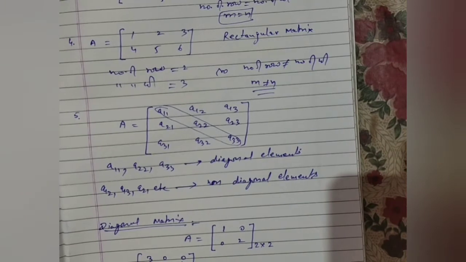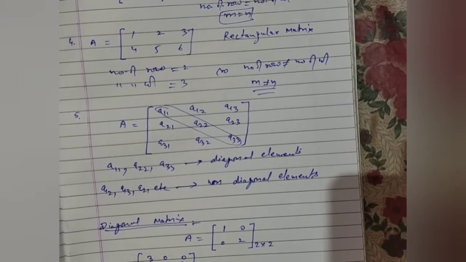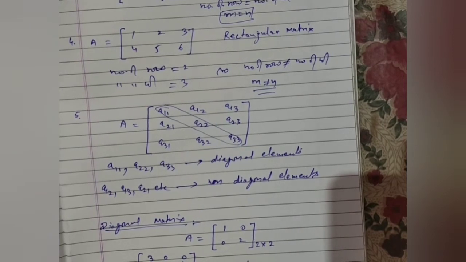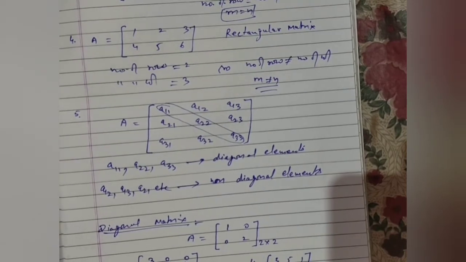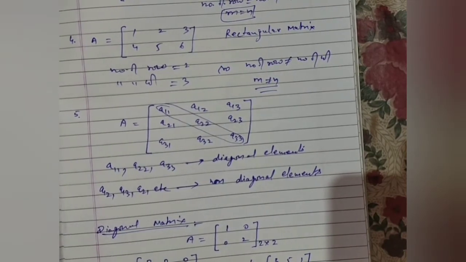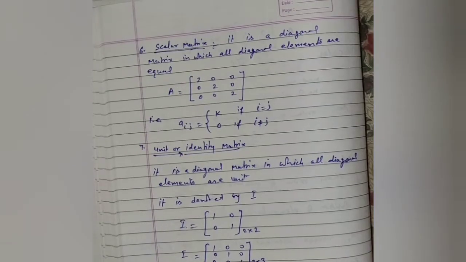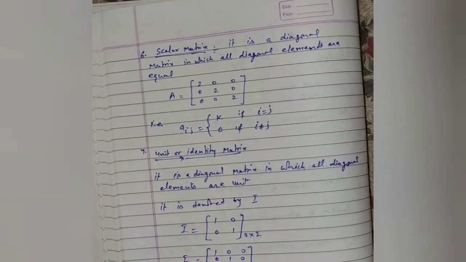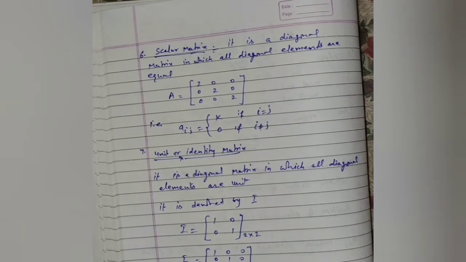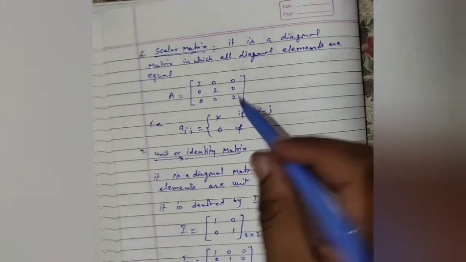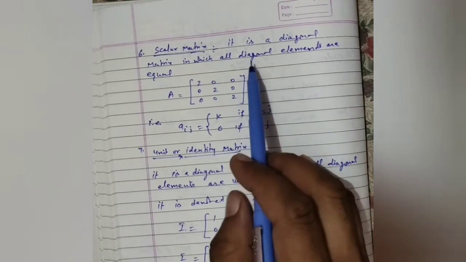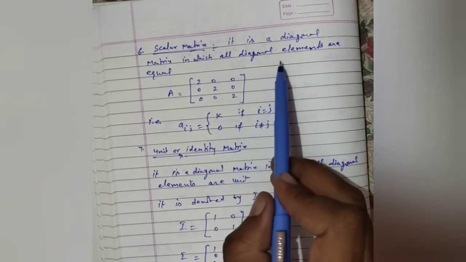This diagonal matrix can be written as diagonal (3, 5, 1). So a diagonal matrix is a square matrix in which all non-diagonal elements are 0. Number 6, scalar matrix. It is a diagonal matrix in which all diagonal elements are equal.